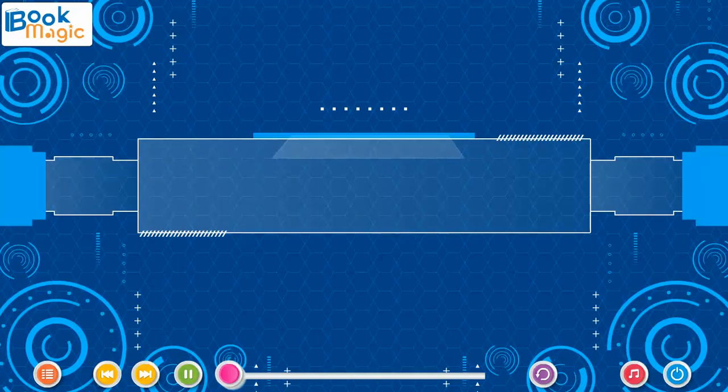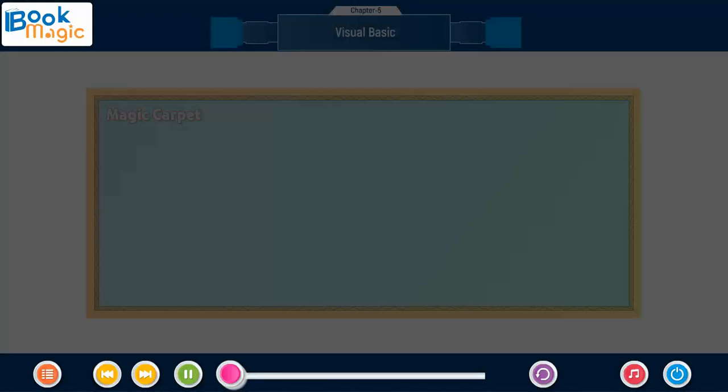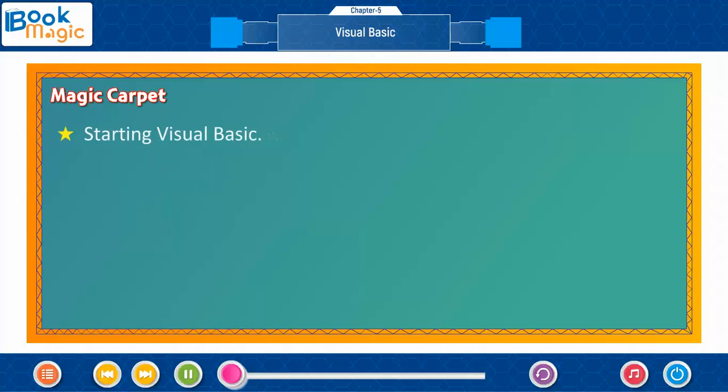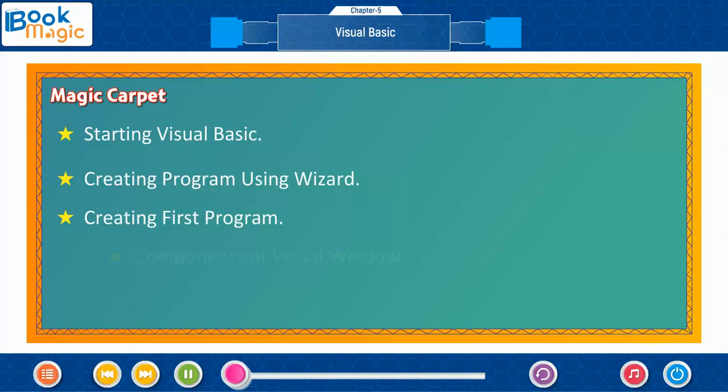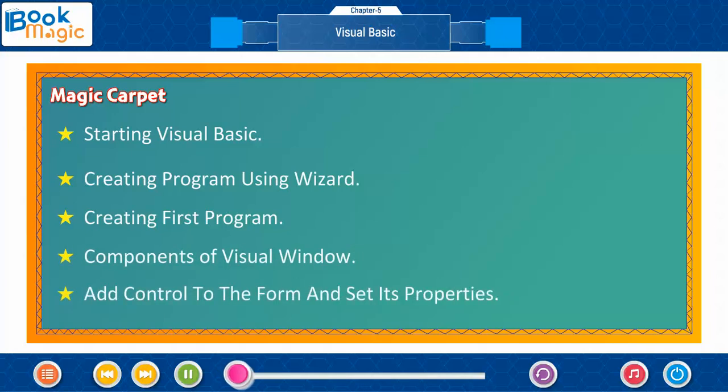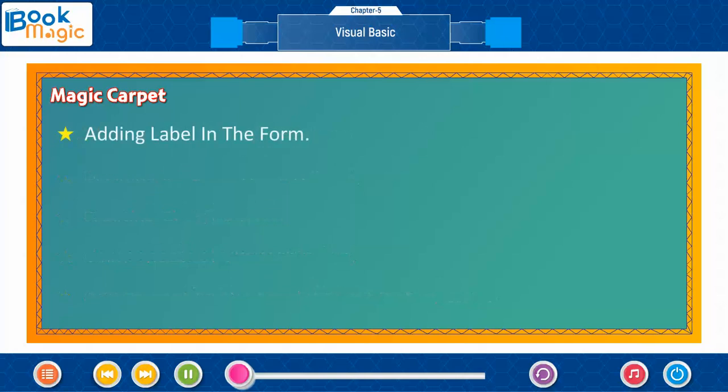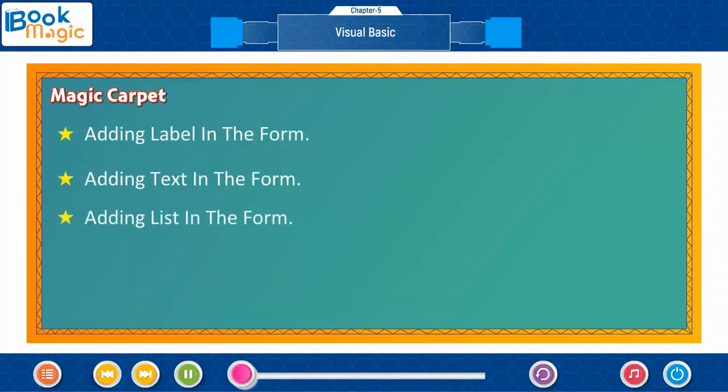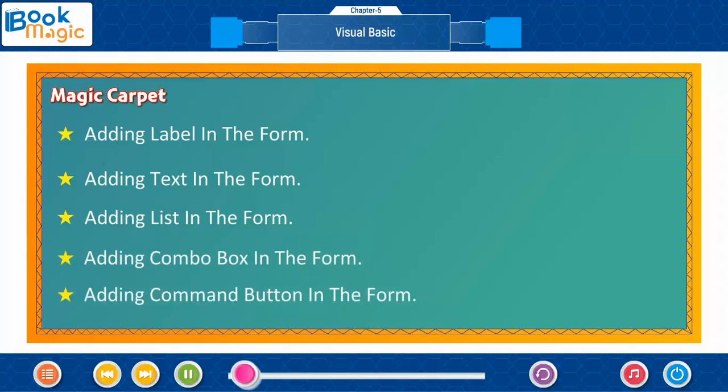Chapter 5 Visual Basic Magic Carpet. Starting Visual Basic, Creating Program using Wizard, Creating First Program, Components of Visual Window, Add control to the form and set its properties, Adding label in the form, Adding text in the form, Adding list in the form, Adding combo box in the form, Adding command button in the form.